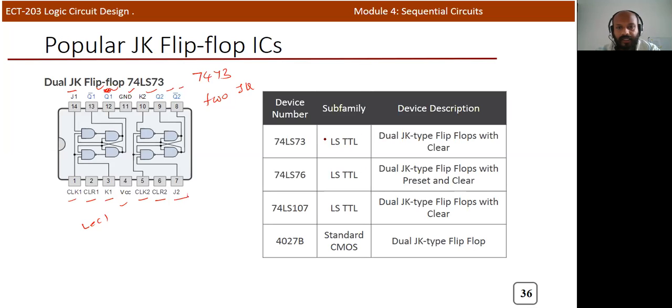And now the other ICs which are commonly used. 7473 is a dual JK flip flop with clear input. So if you apply the clear signal, the Q output becomes 0. It's an asynchronous input that we already discussed in lecture 1. And the 7476 IC contains dual JK flip flops with preset and clear, and 107 contains dual JK flip flops with clear only, and 4027 is a CMOS IC. Most commonly used one is 7473.